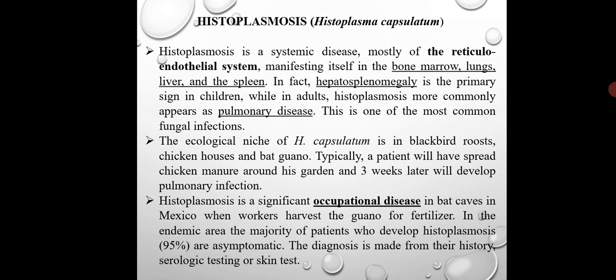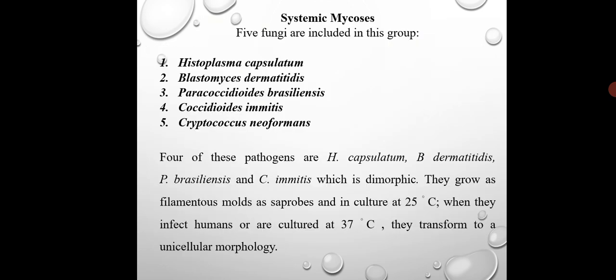The pathogen Histoplasma capsulatum is said to be found in black bird roosts. So that is the origin of its living. This infection can typically spread through chicken manure around a gardener, and 3 weeks later will develop pulmonary infection. So hence it is said to be an occupational disease. So this infection is said to be a systemic mycosis.